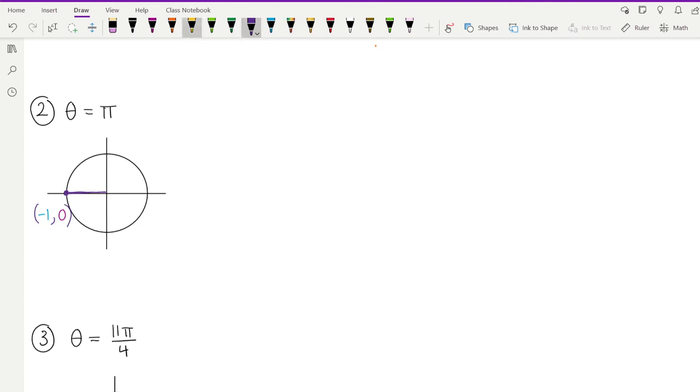And so that tells us that sine of pi is going to be equal to 0, right? Because that is the y coordinate of our terminal point. And then cosine of pi is going to be equal to -1, because that is the x coordinate of our terminal point. And then tangent of pi, well, again, we do our y coordinate divided by our x coordinate, or sine over cosine. So that's 0 divided by -1.